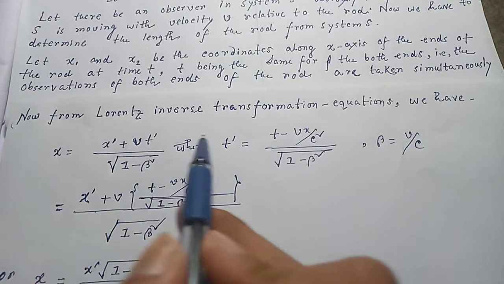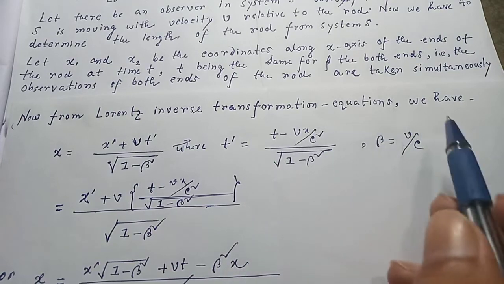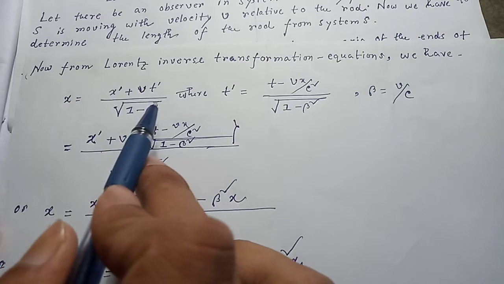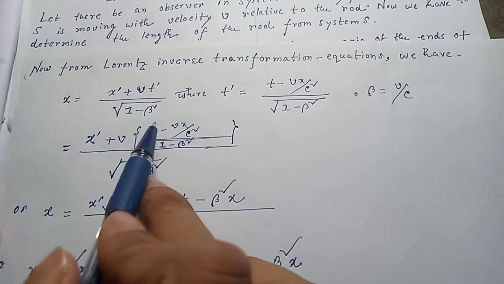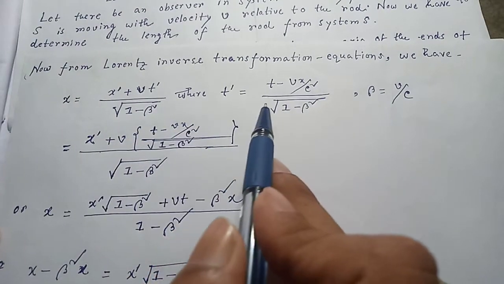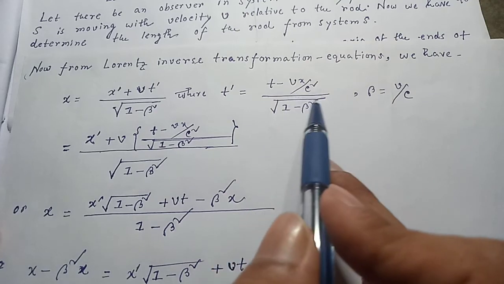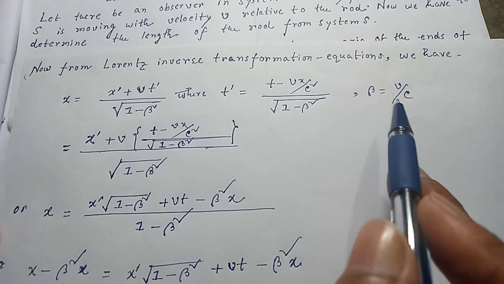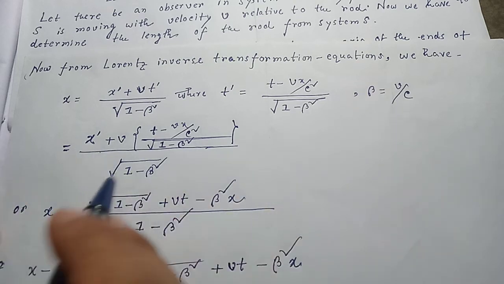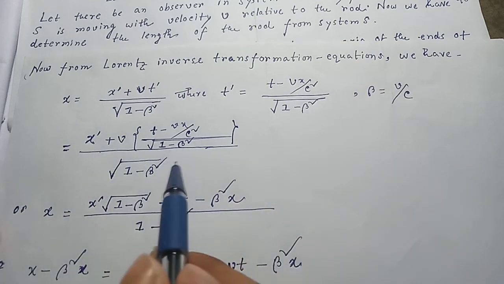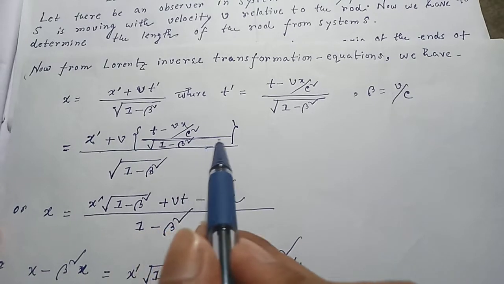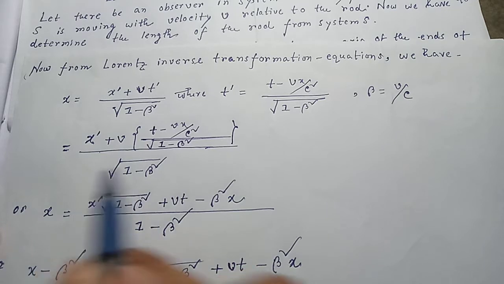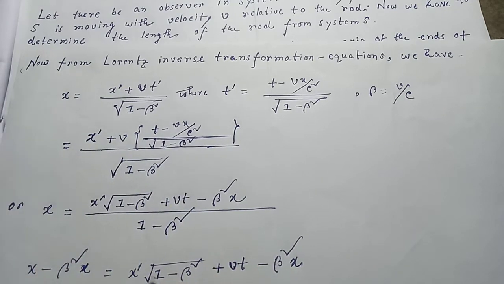Now from the Lorentz inverse transformation equation we have x equal to (x prime plus v t prime) by root over 1 minus beta square, where t prime equal to (t minus v x by c square) by root over 1 minus beta square, where beta equal to v by c. So x equal to x prime plus v [(t minus v x by c square) by root over 1 minus beta square], all by root over 1 minus beta square.